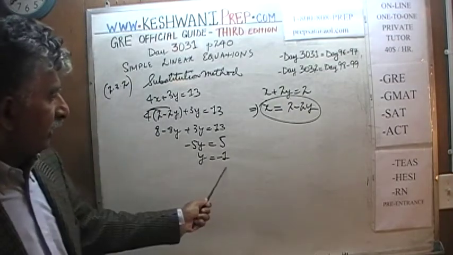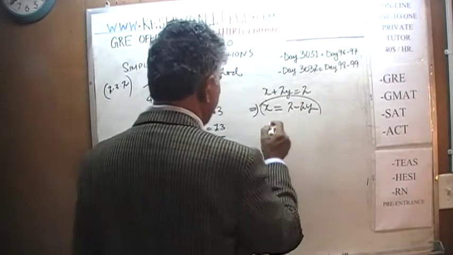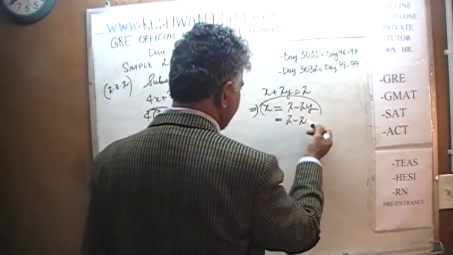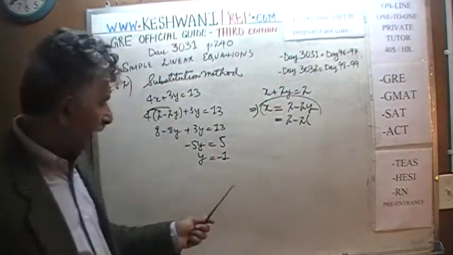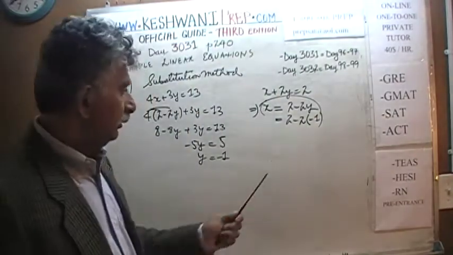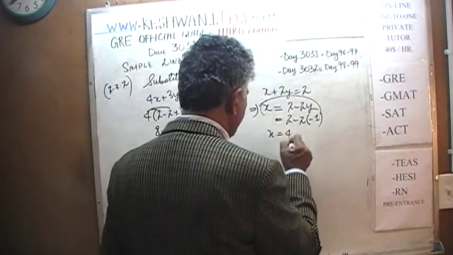Let's substitute this value in here and we can get the value of x. x would equal 2 minus 2 times y, and y is negative 1 based on our work. Negative and negative will become positive, and it turns out that x is equal to 4.